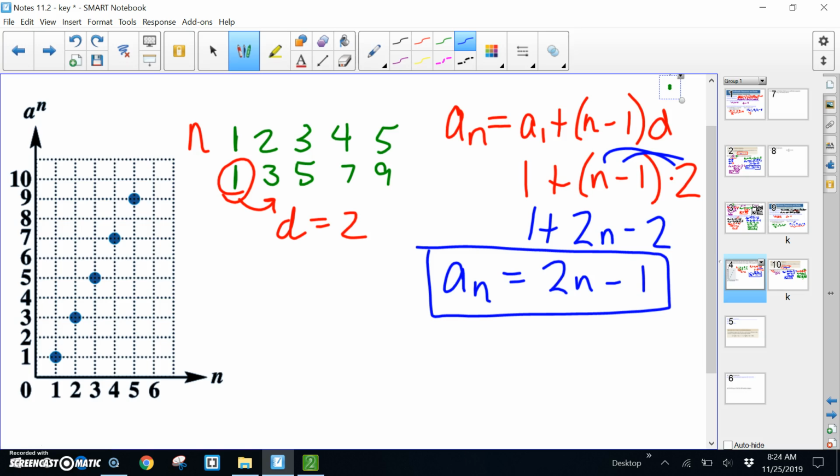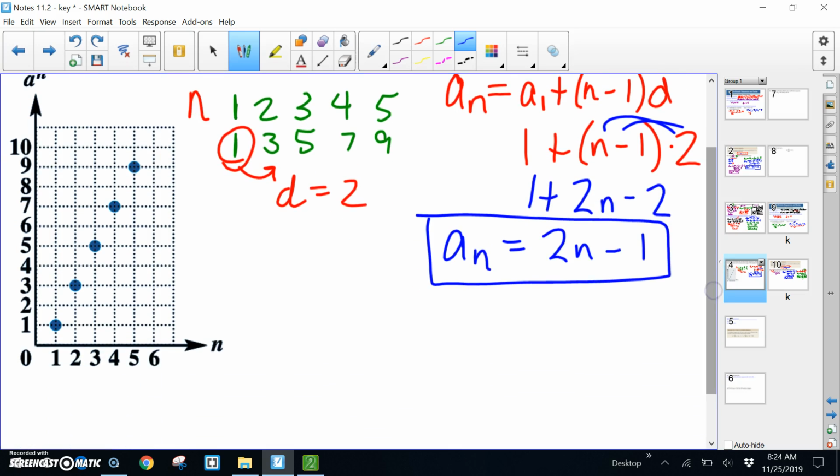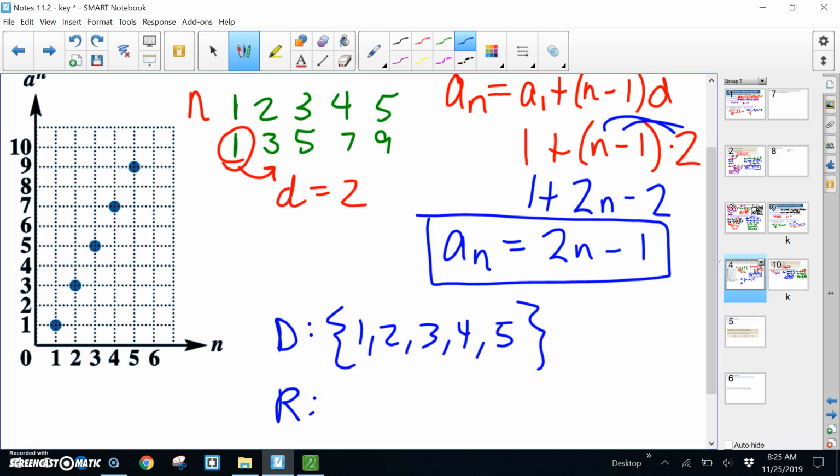And if you think about it, that's exactly what the formula of this line would be if we found an equation of that. 2n minus 1. So then it also asks for domain and range, right? Domain and range, well, that's easy because we know that domain is just the x numbers, right? So in this graph, there's only 5 x numbers: 1, 2, 3, 4, 5, and then the range would be the 5 y numbers, like so.